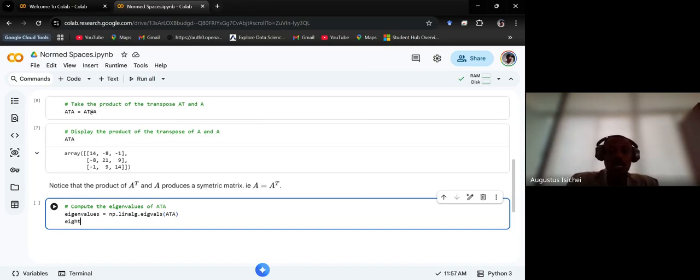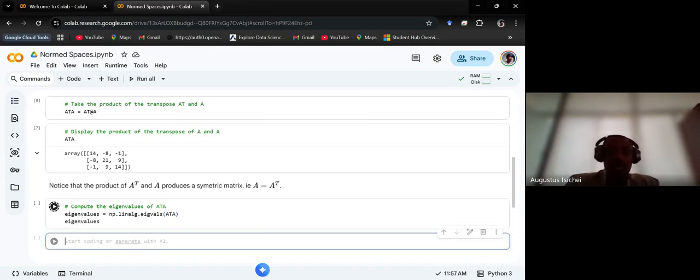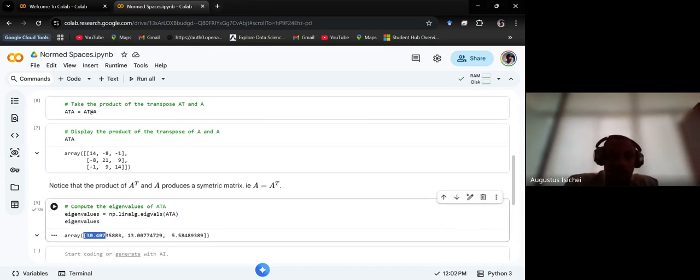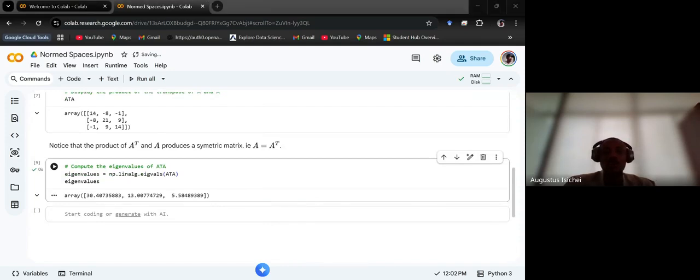So if I compute these eigenvalues, let's display the eigenvalues. Let's see how they look. So these are the eigenvalues: 30, 13, and 5. Those are the eigenvalues of the product of A transpose and A: 30, 13, and 5. I'm just calling a whole number without a decimal.